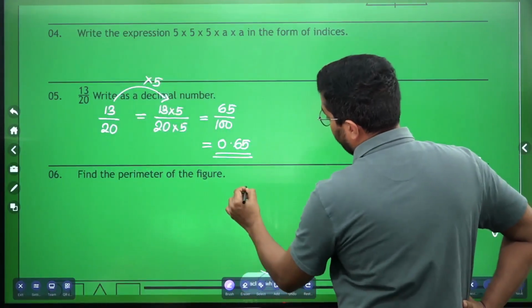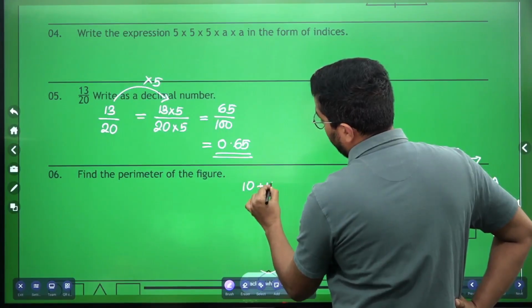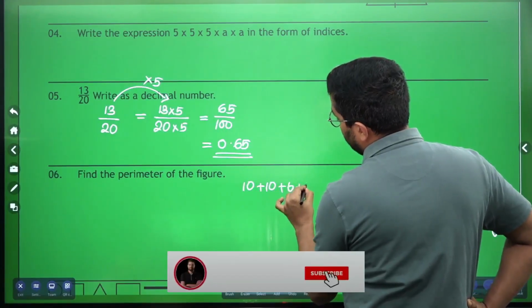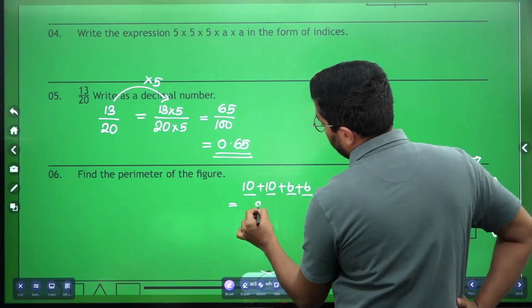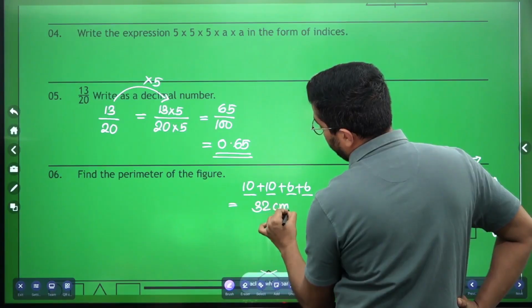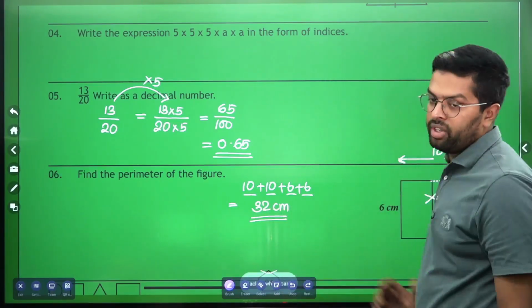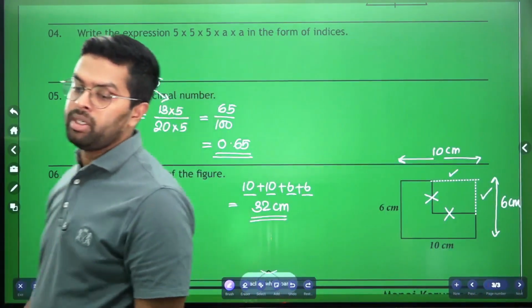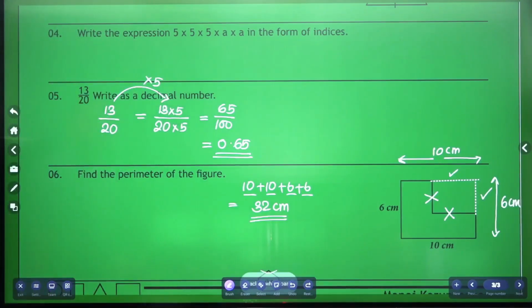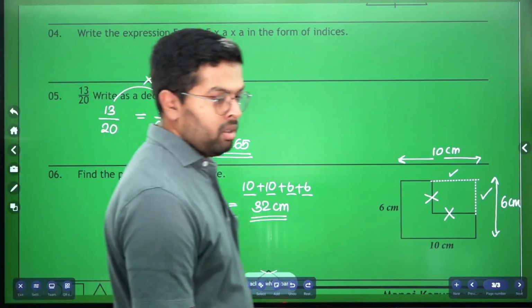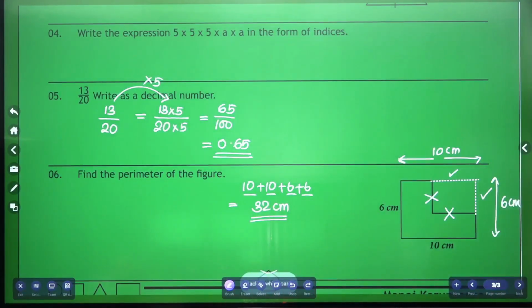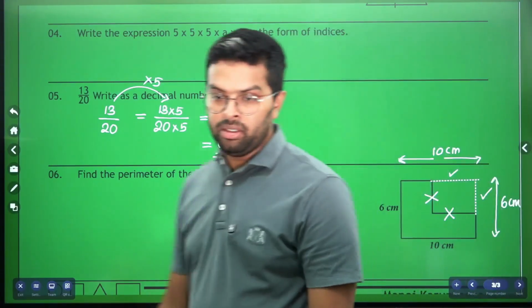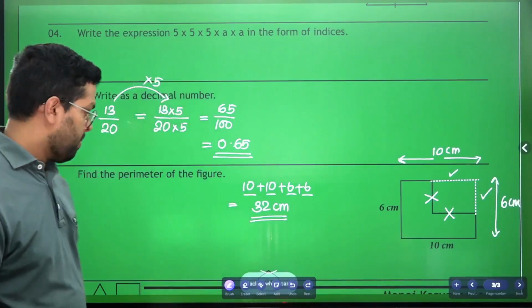Perimeter of the figure equals 10 plus 10 plus 6 plus 6, all together 32 centimeters. So the perimeter of the figure is 32 centimeters. Are we all clear? Yes. Let's move on to the next question. Question number 6 done. Moving on, question number 7.